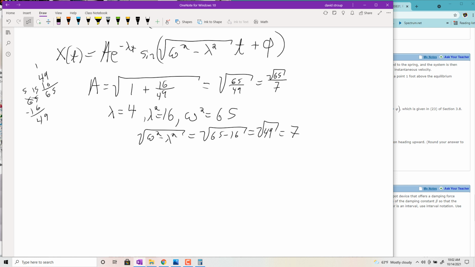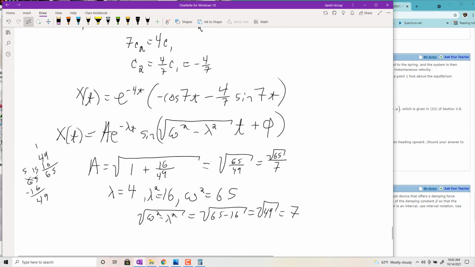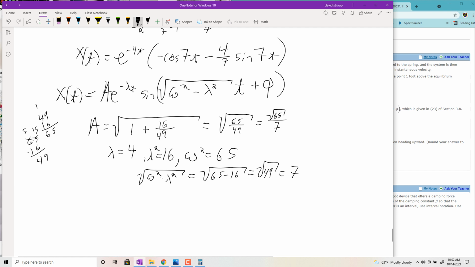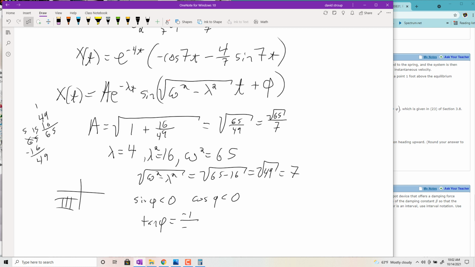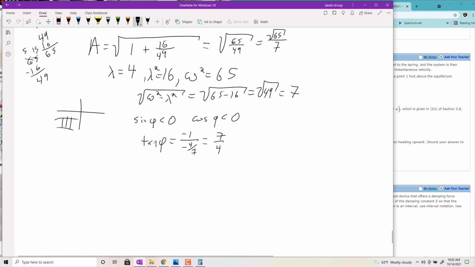Then I need that angle phi. So again, you kind of have to work with cosine and sine. Note c1 and c2 are both negative, so it's going to force sine of phi to be negative and cosine of phi to be negative. In other words, again, we're in the third quadrant. And then I just take tan of phi and set it equal to -1 all over -4/7, so that will equal 7/4. Sadly, I have to go to my calculator for that. So phi from my calculator, and I'm in radians.